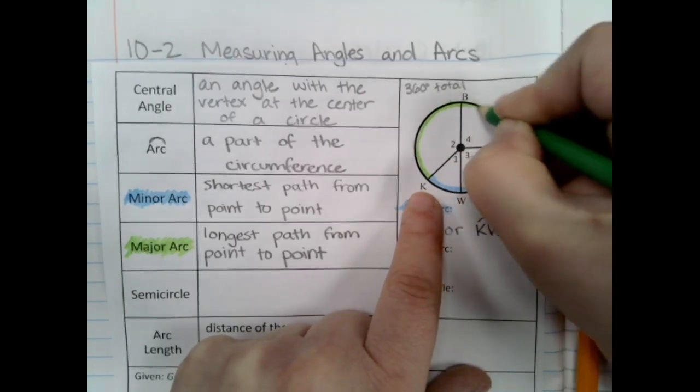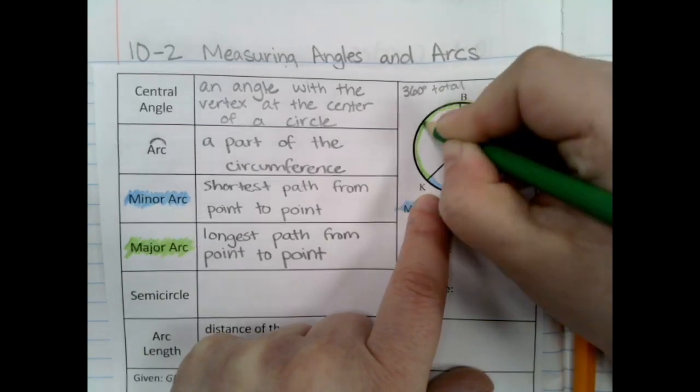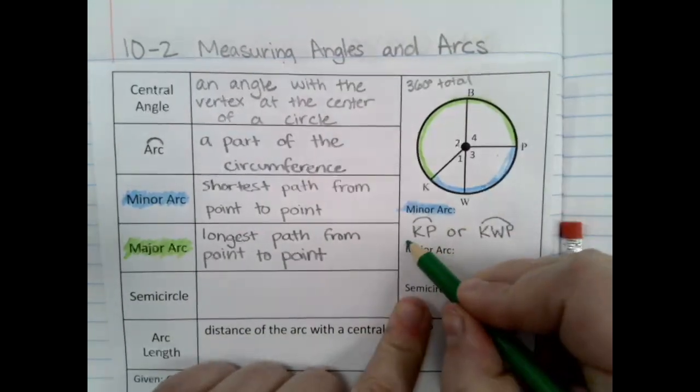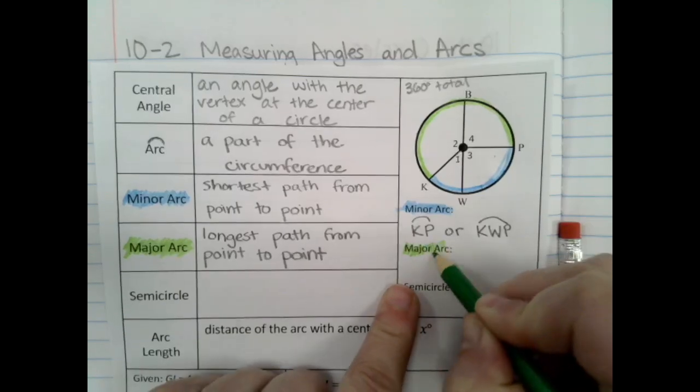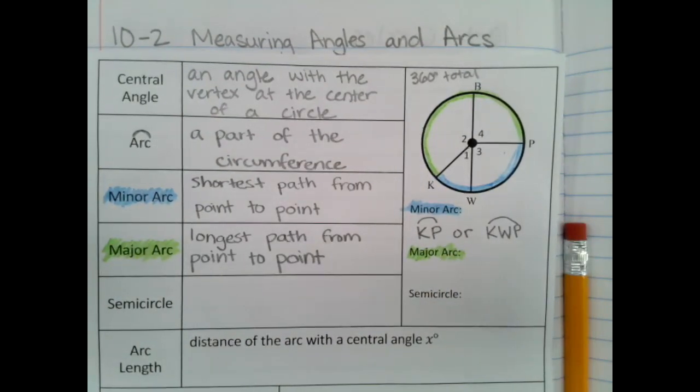Now, when I talk about a major arc, I can't just say KP. Because if I tell someone, quick, go K to P, they're going to go the quickest way. A major arc means we have to go around a longer way, so we always need to use 3 points.